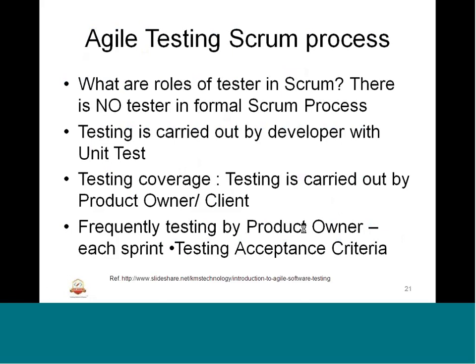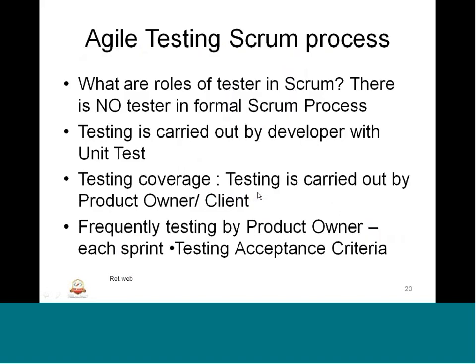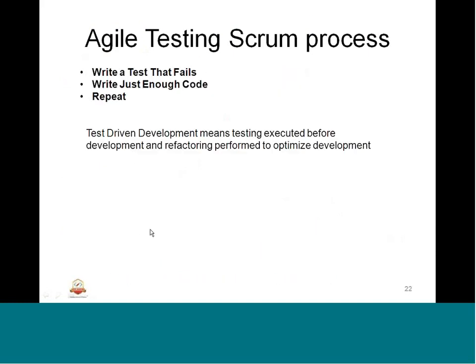As I said, the agile testing Scrum process also will be used. There is no specific or dedicated tester in a formal Scrum process. Testing is carried out by the developers with a unit testing mechanism. Testing coverage is carried out by the product owner or the client. He takes care of how much is covered by seeing the report against the specification. So the testing is taken care of by each sprint. Sprint is something like a sprint backlog on a daily basis or whatever it is, as per the definition. And there is the acceptance criteria for each of that, and that will be taken care of.